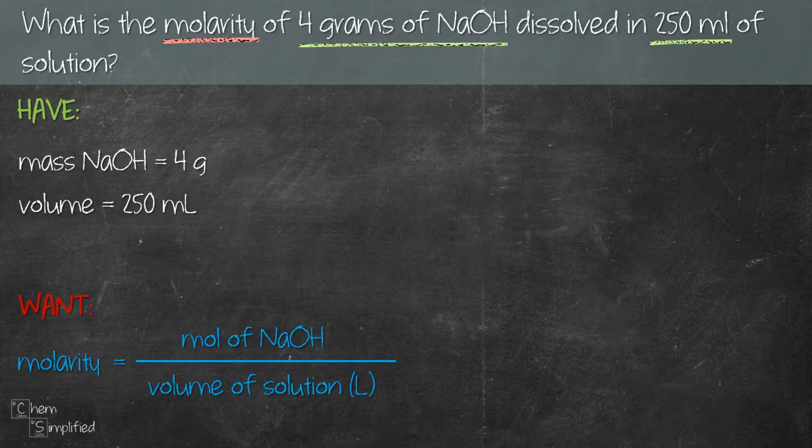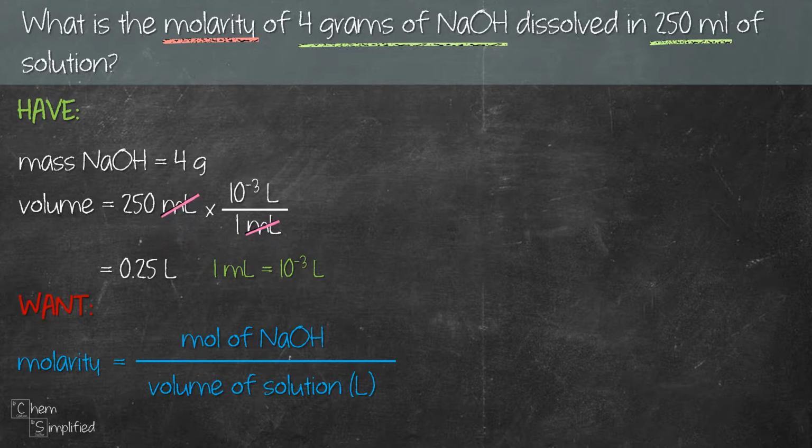Since we need the volume in liters, and the question gives us the volume in ml, let's go ahead and do the conversion. We know 1 ml is equivalent to 10 to the negative 3 liter. So we multiply with this conversion, and that is going to give us 0.25 liters.